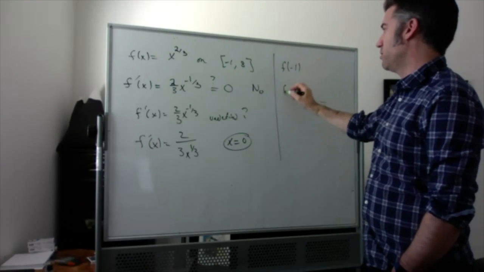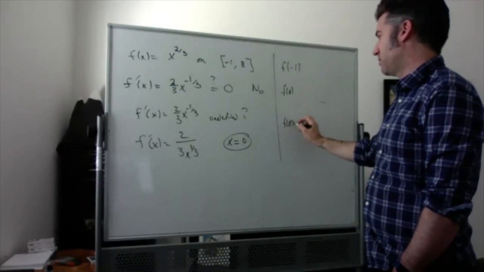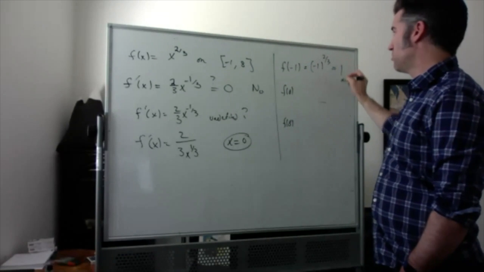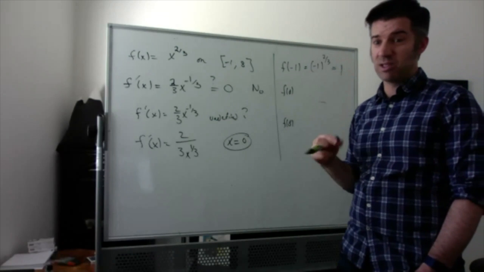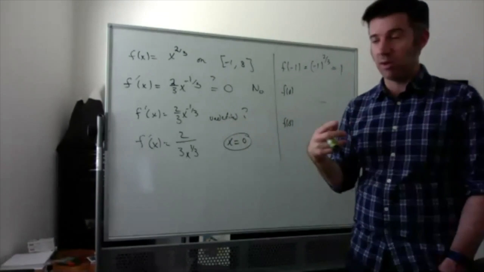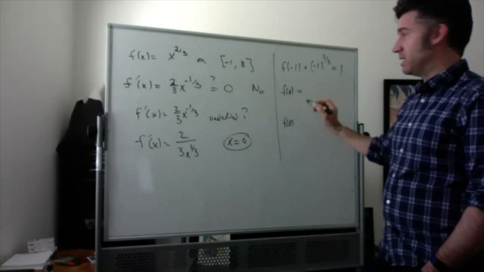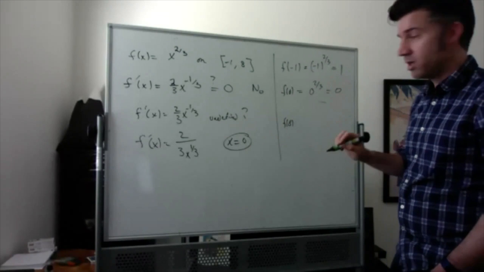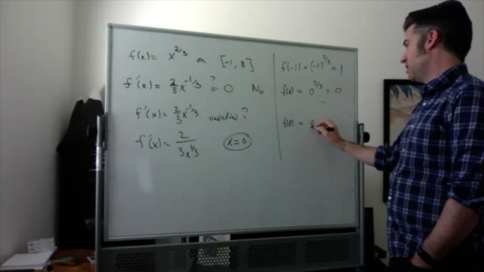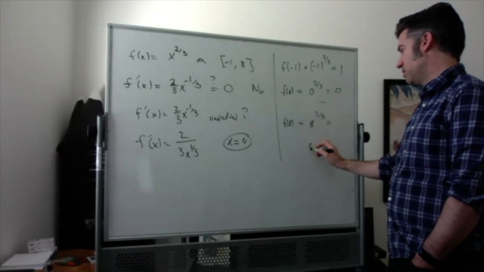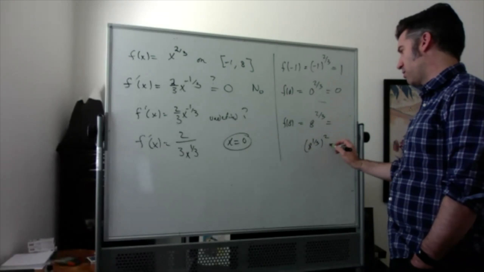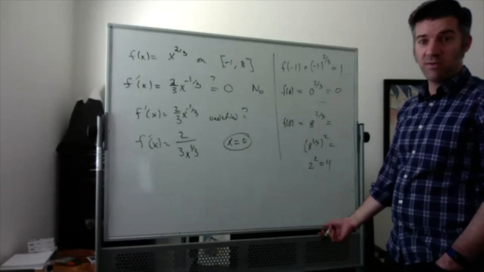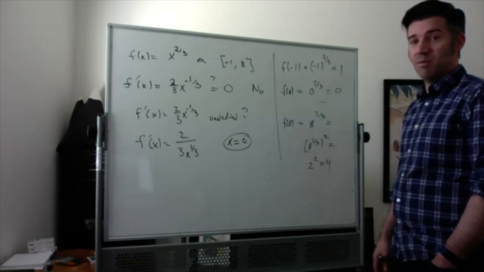f of -1, f of 0, f of 8. f of -1 is -1 to the 2/3 power, which is +1. So it's -1 squared, which is 1, and then the cube root of 1, which is 1. f of 0 is easy. 0 to a positive power is 0. And then finally, f of 8, 8 to the 2/3 is 8 to the 1/3 squared, which is 2 squared, which is 4. So the maximum value is 4. It occurs at 8. The minimum value is 0.